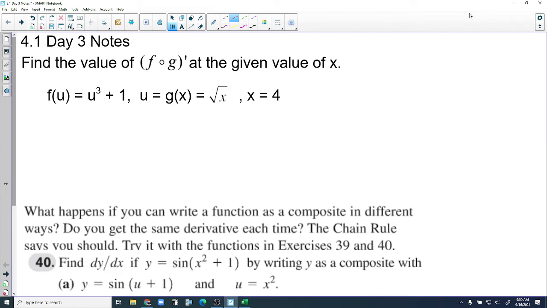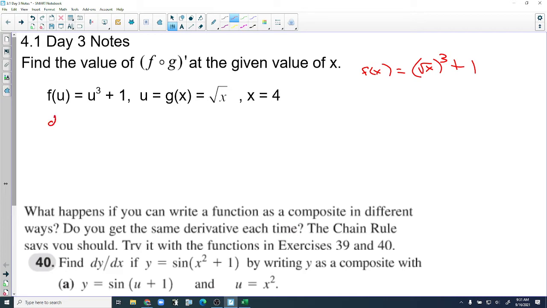Find the value of f of g prime at the given value of x, so the composition of two functions. Really, the problem you're asked to solve is f of g of x. In this example, f of u is u to the third plus 1, and the inside function is square root of x, so the actual problem is square root of x to the third plus 1. You're asked to find the derivative of that at 4.